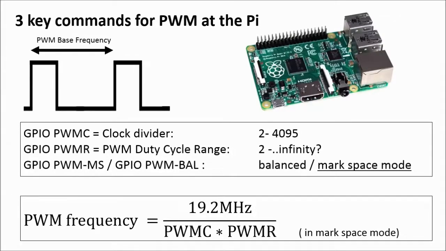There are three key commands to control the PWM frequency. The first one is GPIO PWMC. This is the clock divider, and it's only used to set the frequency. It has a value of 2 to 4095.